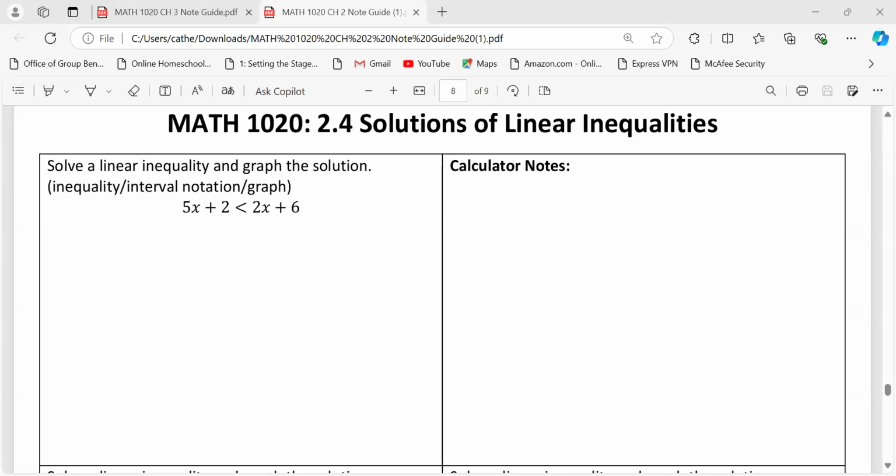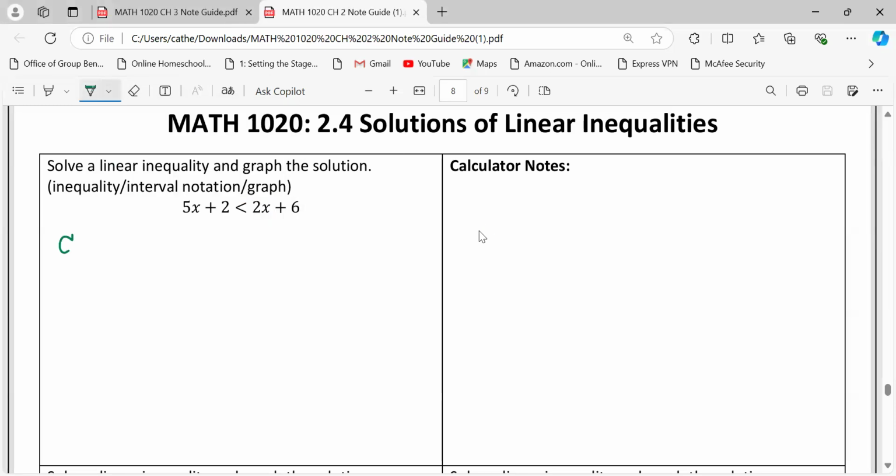As a video, you can stop and pause this if you need to, and then come back to it as needed. These questions are going to have three parts: an A, B, and C part. A is going to be an inequality solution, B is going to be interval notation, and C is going to be the graph, which is going to be multiple choice.